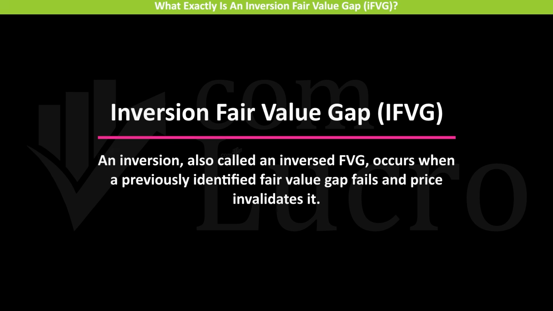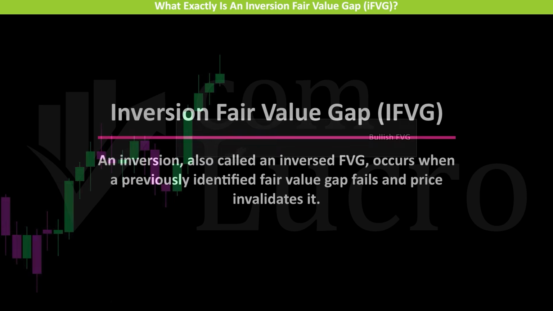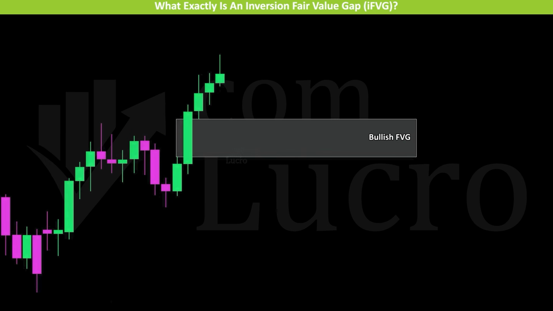An inversion, also called an inversed FVG, occurs when a previously identified fair value gap fails and price invalidates it. For instance, imagine a bullish imbalance that creates a clear gap on your chart. As price retraces back into that area, the expectation is a continuation to the upside. However, if the following candles close decisively below the gap, fully violating it, the market has disrespected that level, and this failure forms the inversion.